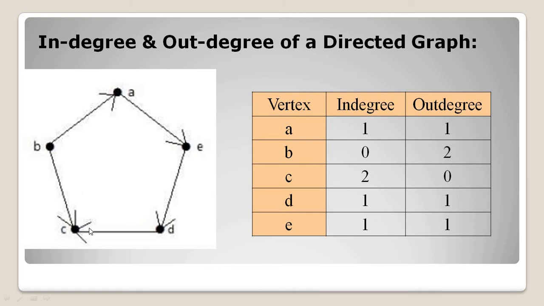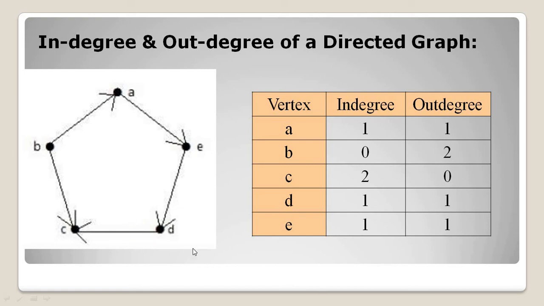Consider the next vertex, that is C. For C, again we have two edges, and both edges are incoming edges. One edge comes from B to C, and one edge comes from D to C. In that case, the in degree of the vertex C is 2, and the out degree is 0.